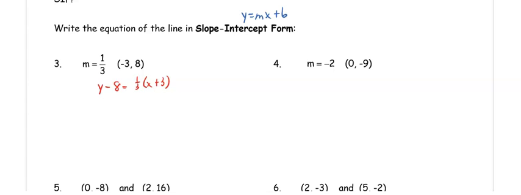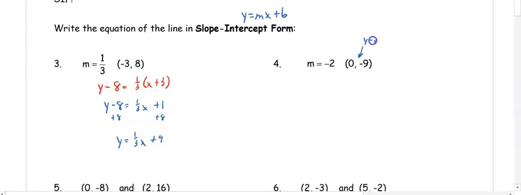Then we are going to distribute and move over the y coordinate. So we have y minus 8 equals 1/3 x plus 1. We can add 8 to both sides. Y equals 1/3 x plus 9. In number 4, this is a y-intercept, so we can go straight into slope-intercept form. Y equals negative 2x minus 9.